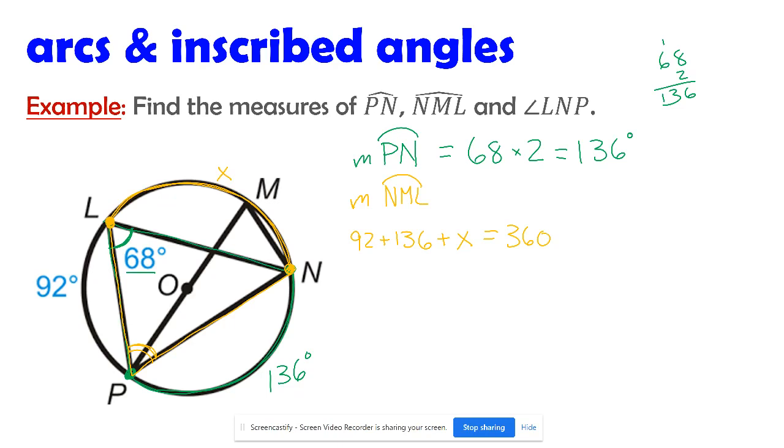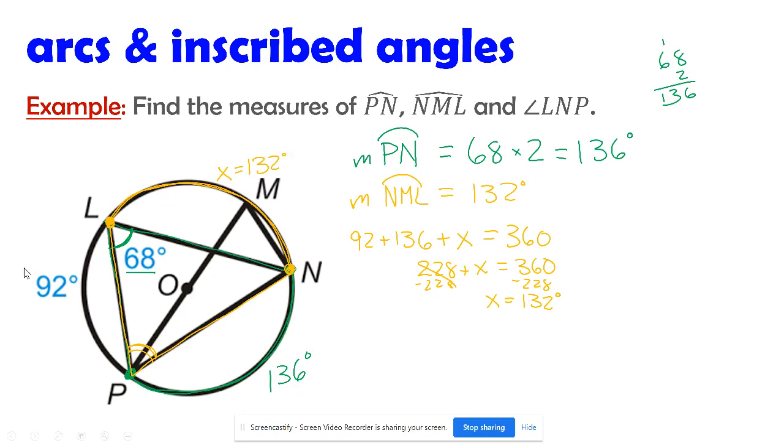So 92 and 136, when you add those together, you get 228. And we can just subtract that from both sides. And when you do that, you get x is equal to 132 degrees. So the arc that we're looking for here is 132 degrees. All right, so we know the green arc is 136, the orange arc is 132.